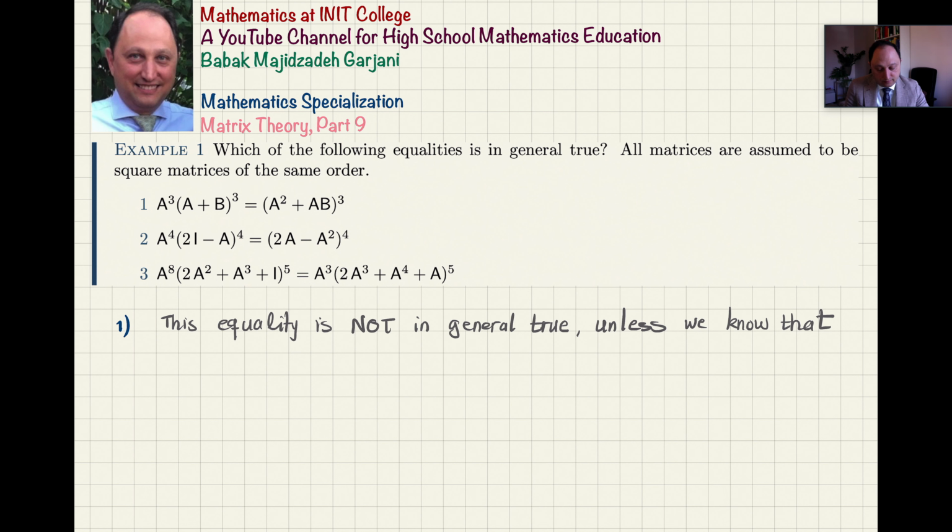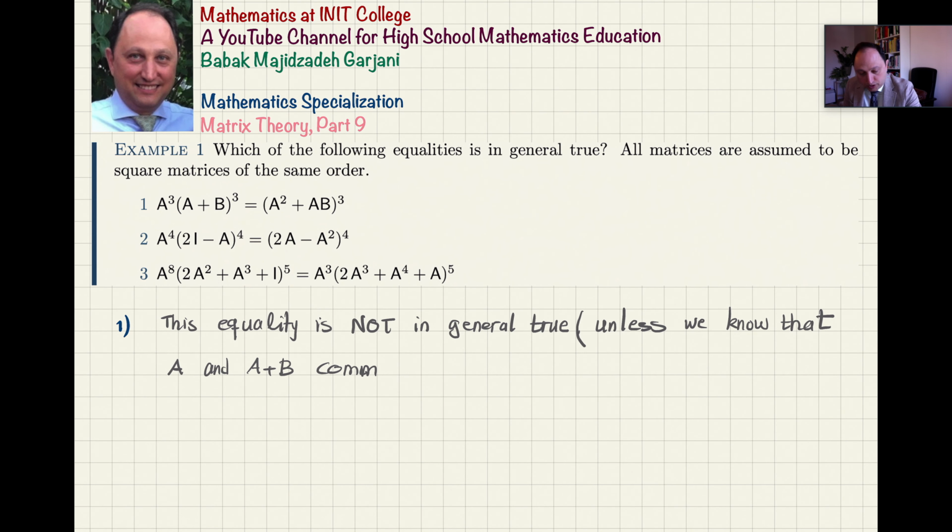Unless we know that A and A plus B commute. Thank you, yes. So let me write this in a pair of brackets. Unless we know that this pair of matrices involved, A and A plus B, commute.